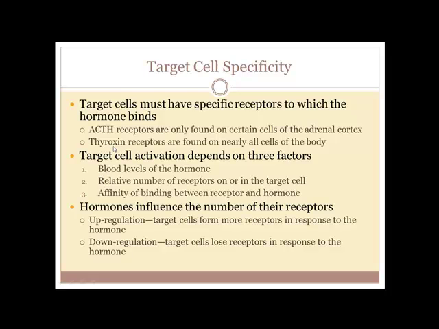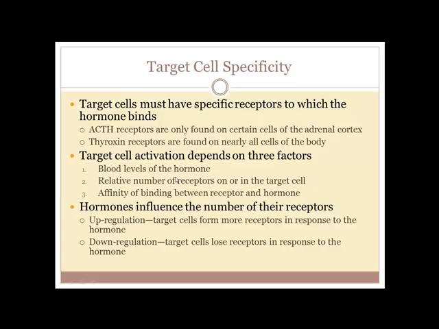Target cell activation is going to depend on three major factors. One, the relative blood levels of the hormone. Two, the number of receptors in or on the target cell. And three, the affinity of binding between the receptor and hormone. These can all be changed based on your environment.